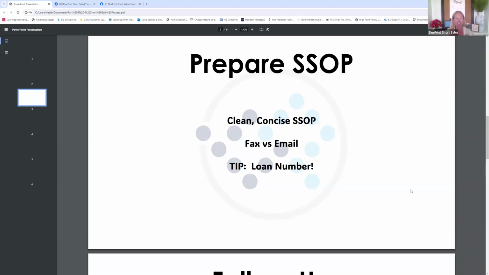I've created all these different things that we've used, like I say equity sale, but it's essentially a traditional sale, although it's still a foreclosure. So as you attend more of these, you'll understand that. But SSOP means short sale offer packet. So there is a specific way that we prepare this packet, so it's clean, concise, and to the point.